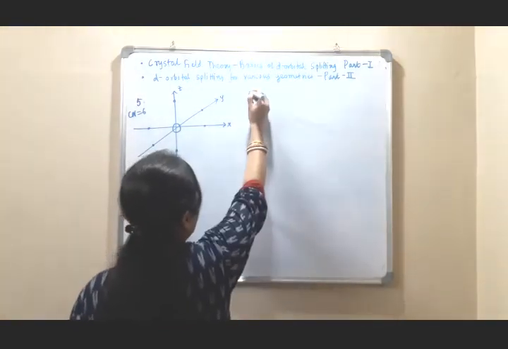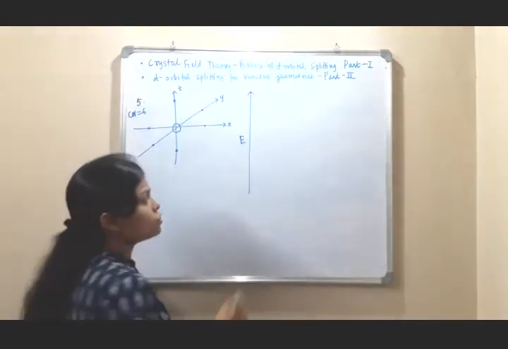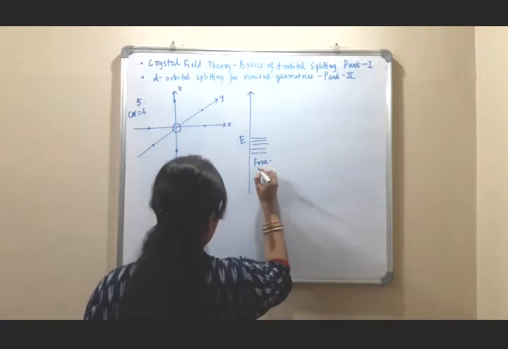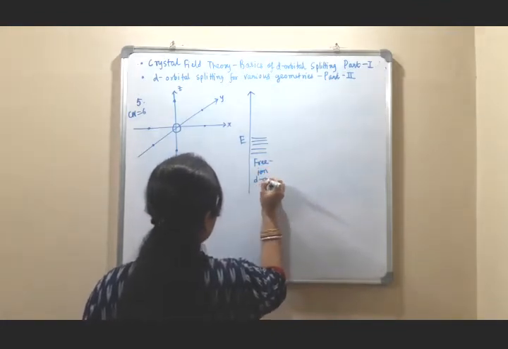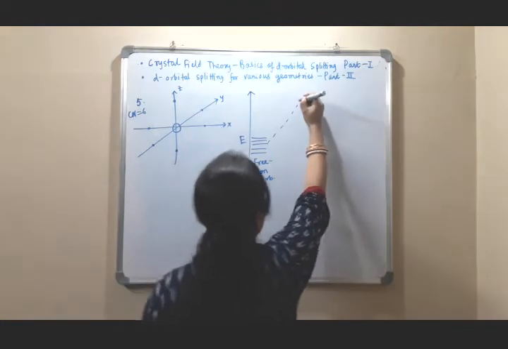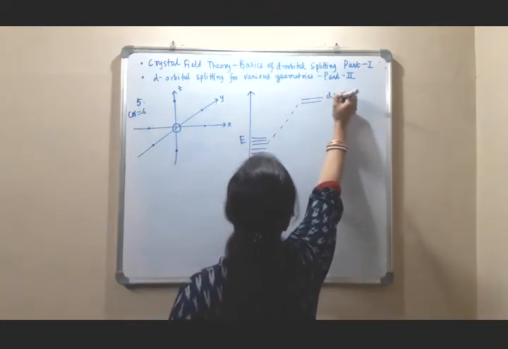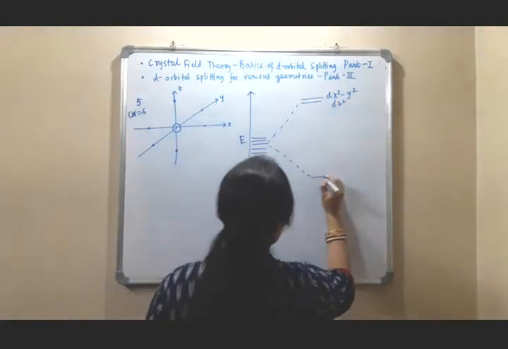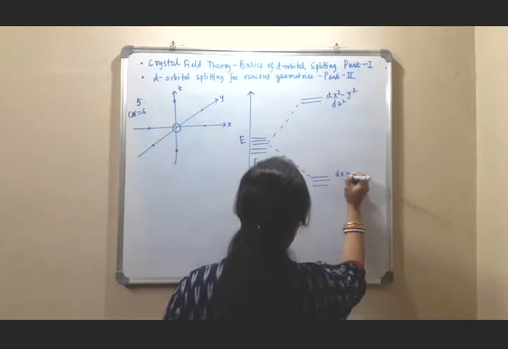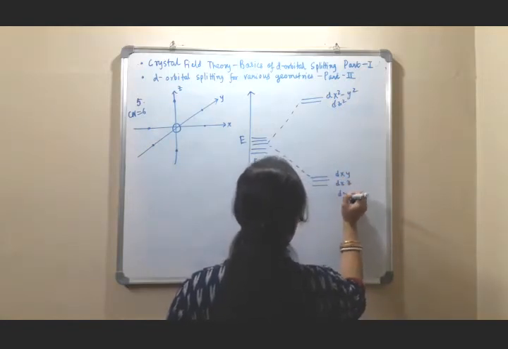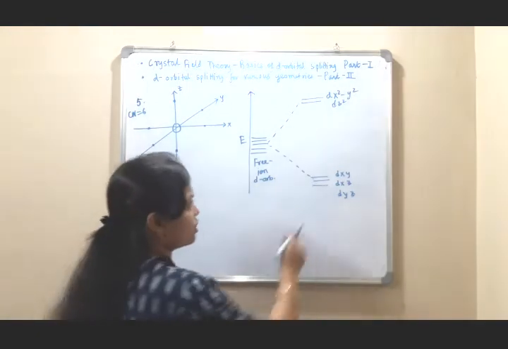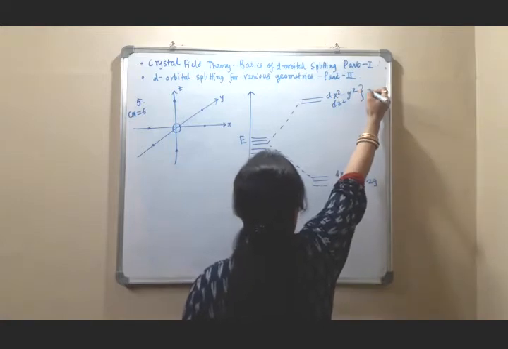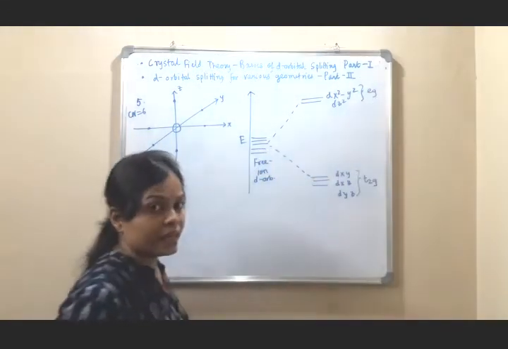So the splitting pattern in an octahedral field will be somewhat like this. If I consider this as the free ion d orbital, then obviously here dx square minus y square and dz square will be energized compared to the other 3, dxy, dxz and dyz. They will be stabilized. Now see, these are threefold, so I am calling it t2g and these are twofold, calling it eg.